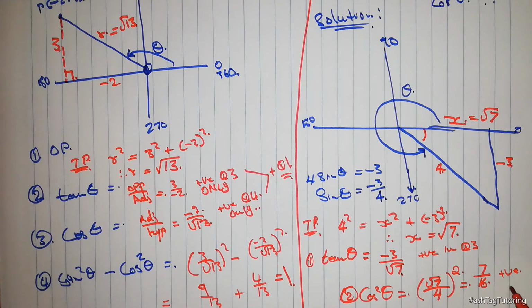Tan is negative here because we're dealing with the fourth quadrant. Cos is positive because cos is positive in the fourth quadrant. Okay, and that's all.